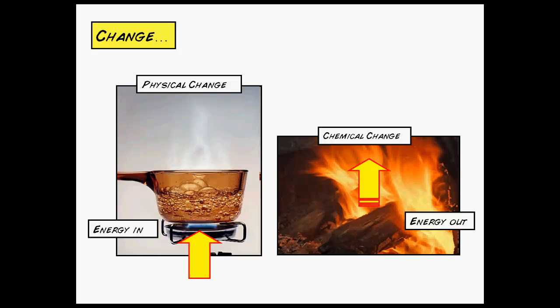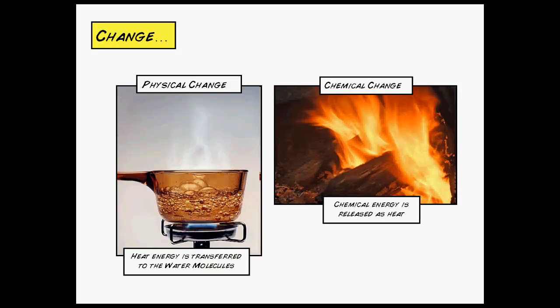Another interesting observation for these two processes is that when we boil water, we need to put energy into the system, whereas in burning wood, we release energy from the system. This helps to illustrate that with physical and chemical changes, we always have a corresponding change in energy. During the boiling of water, heat energy is transferred into the water molecules to give them enough energy to escape into the gas state. In the burning of wood, chemical energy stored within the wood is released as heat.